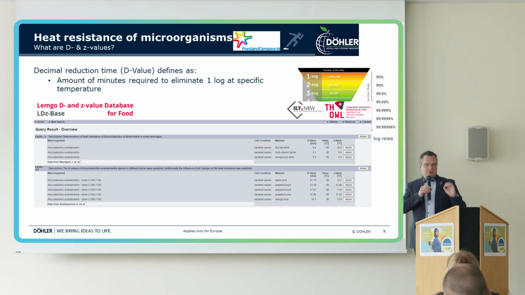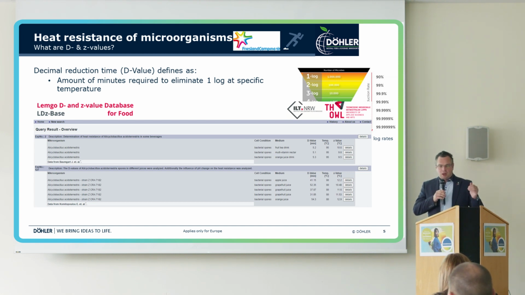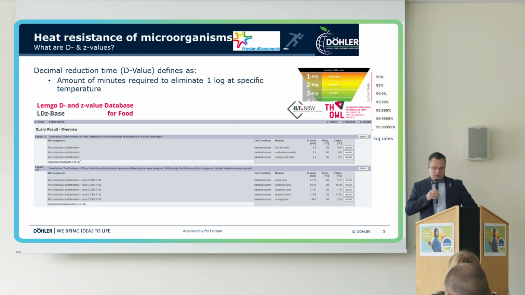If I define the decimal reduction time, it's where approximately 1 log, or 90%, of an organism is reduced during your elimination step. Whether it is pasteurization or filtration does not really matter in that case. Most commonly, a log 5 reduction is the standard for a pasteurization process and a log 12 for a sterilization process. The heat resistance is the change of temperature needed to influence the D value by a factor of 10, or 90%.